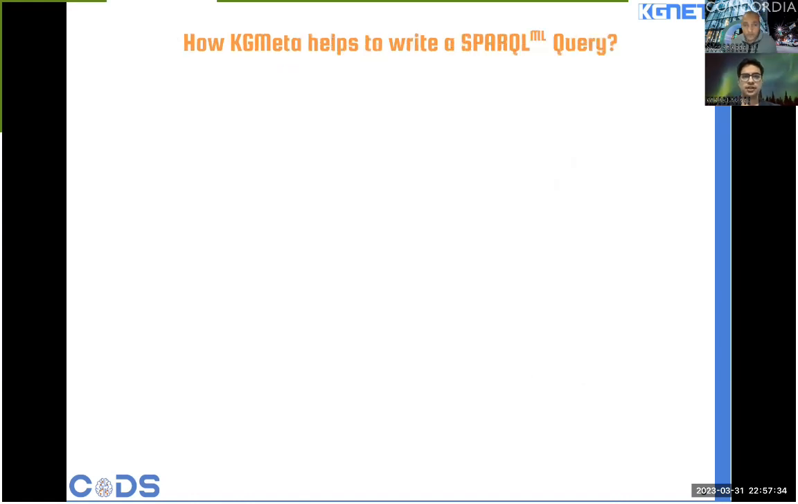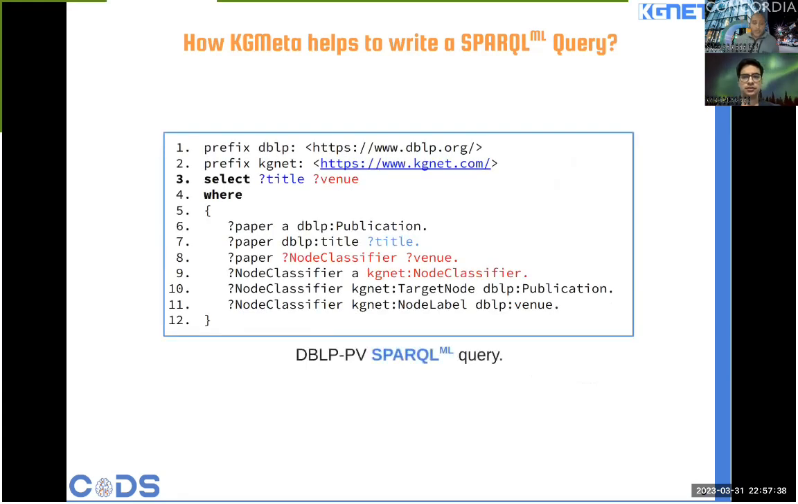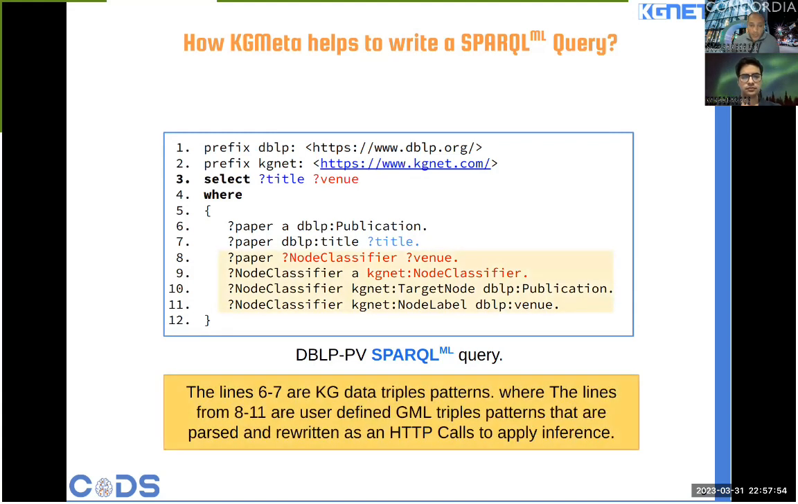So, how does KGMeta help to write a SPARQL query? Actually, SPARQL ML is more like a standard SPARQL query. Lines 6 and 7 are standard SPARQL triples that select the paper and title from a DBLP knowledge graph, whereas lines 8 to 11 are user-defined graph machine learning triple patterns that are parsed and rewritten as HTTP calls to apply the inference.